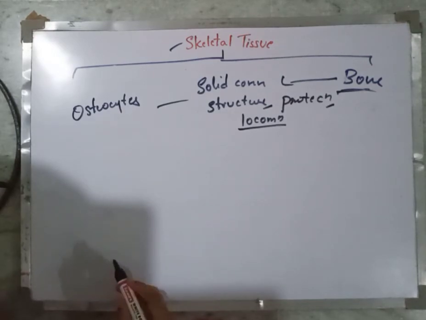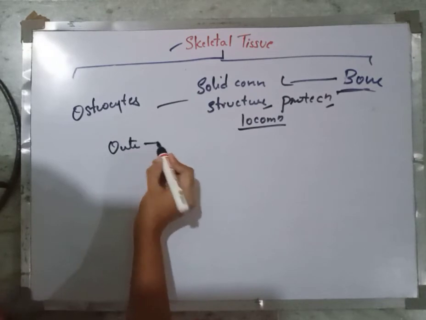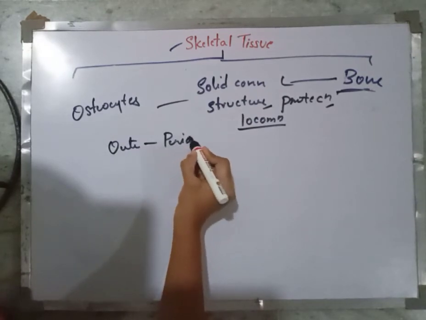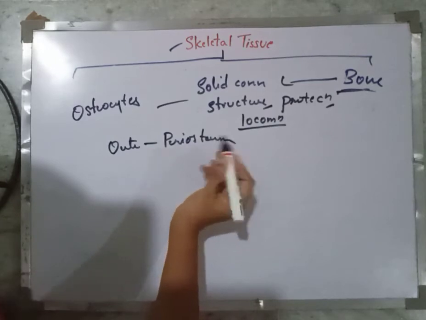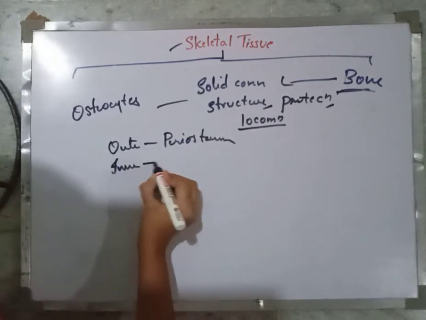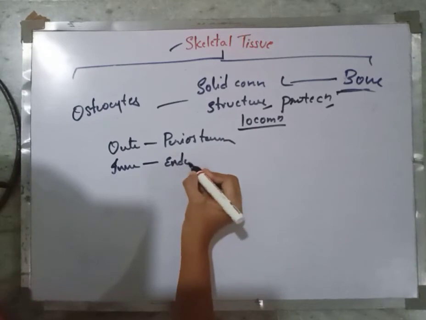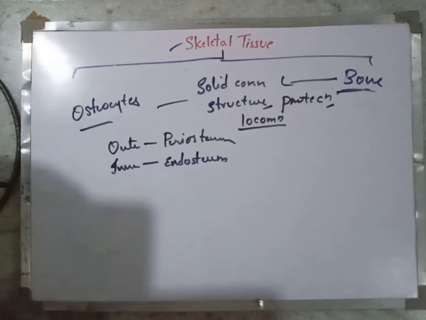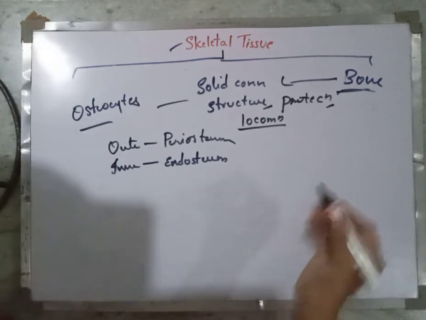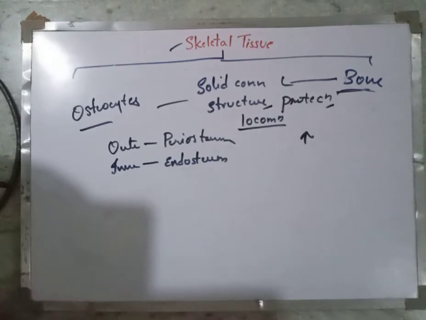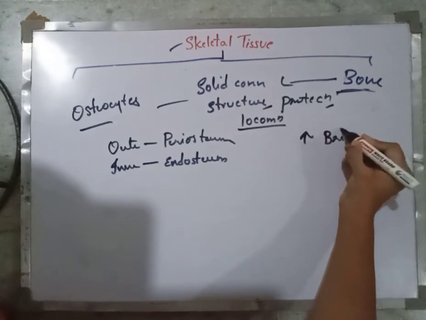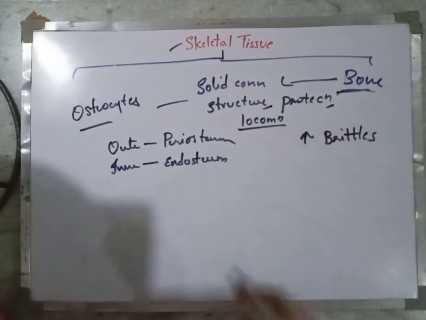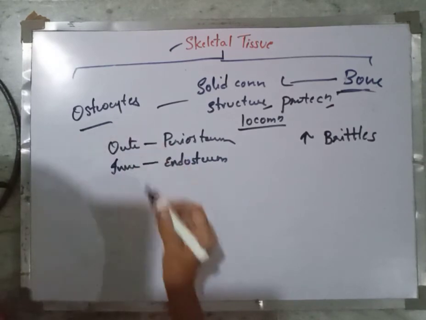So the bone contains an outer layer called periosteum, and the inner layer of the bone is called endosteum. So these are the layers of the bone, and the bone contains inorganic materials. During the process of aging, the inorganic materials increase in number, and the bones become more brittle, and hence there are more chances of them being broken.